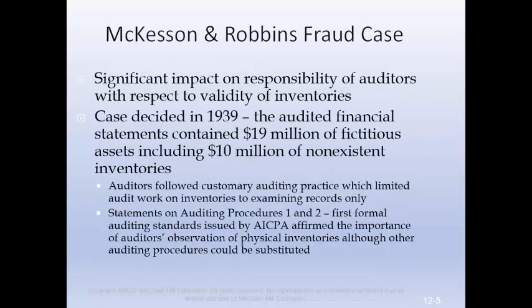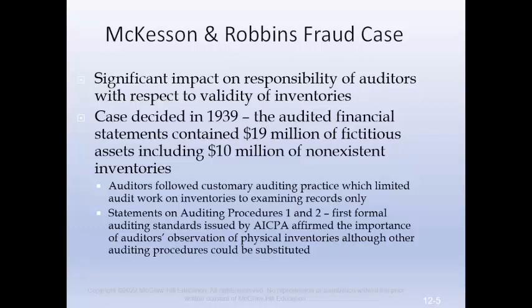The responsibilities of independent auditors with respect to the validity of inventories can best be understood by considering the rather spectacular McKesson and Robbins fraud case. The hearings conducted by the SEC in 1939 disclosed that the audited financial statements of McKesson and Robbins, Inc., a drug company listed on the New York Stock Exchange, contained $19 million of fictitious assets, about one-fourth of the total assets shown on the balance sheet. At that time, auditing standards were limited to an examination of records only and did not require any observation, physical count, or other actual contact with the inventories.